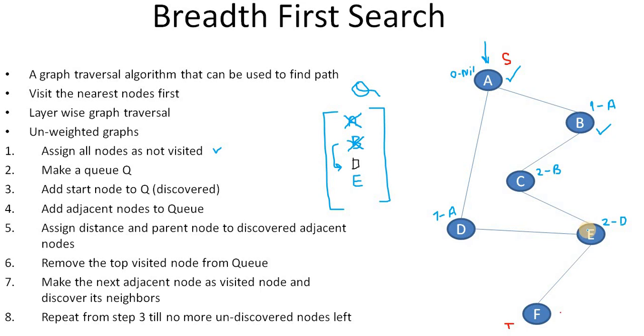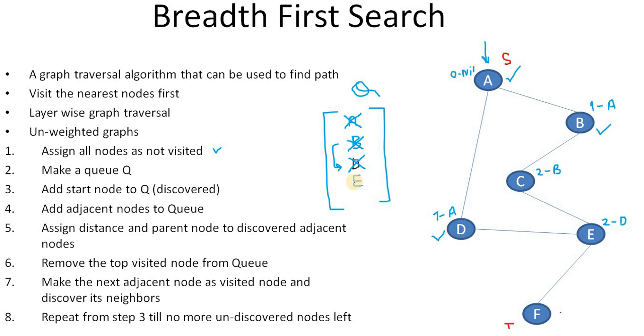Okay, now we have visited node D. We have explored all its neighbors or its adjacent nodes. Now we say, okay, this is visited already. Let's make it this sign, and then we remove node D from the queue.